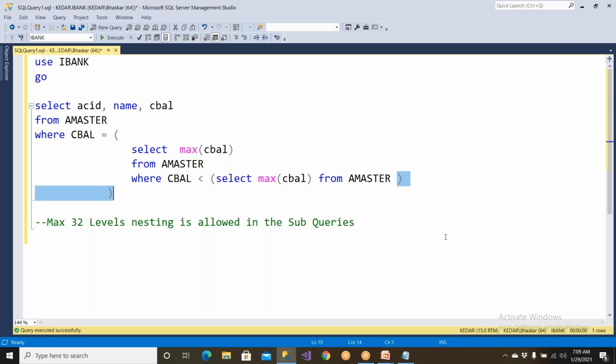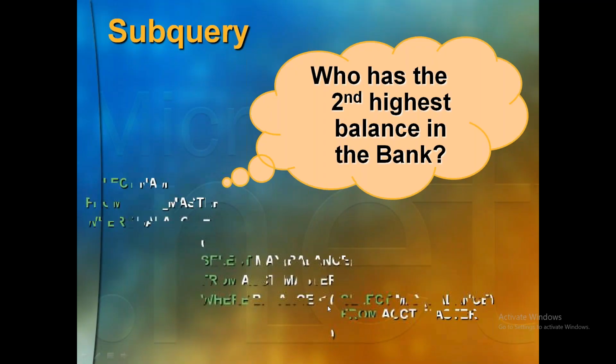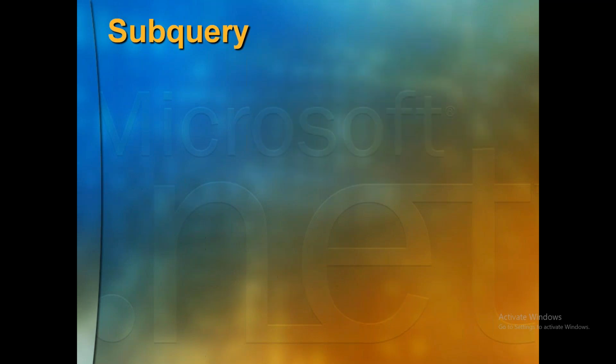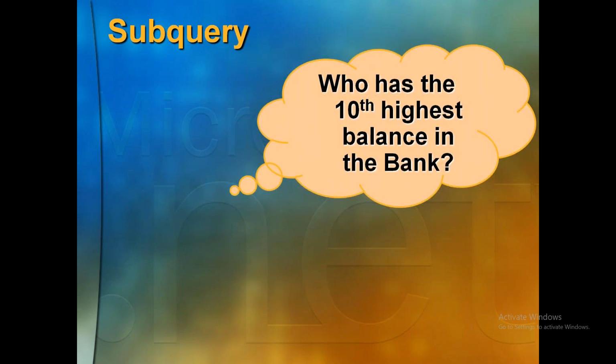So maximum 32 levels of nesting is allowed. Remember this point forever. Clear? Now you are able to write this query, there is no problem. But I wanted to find out who has the 10th highest balance.